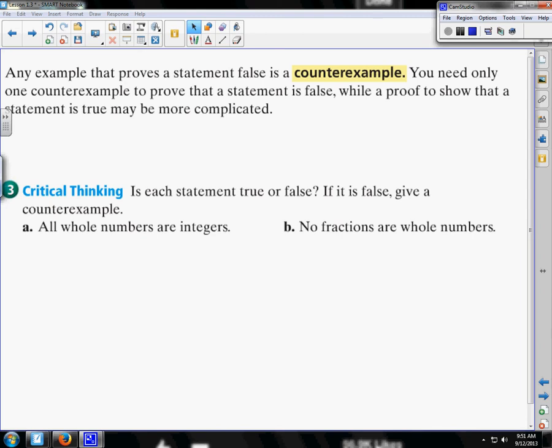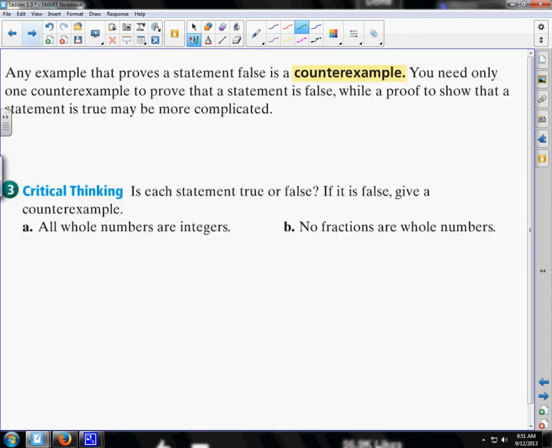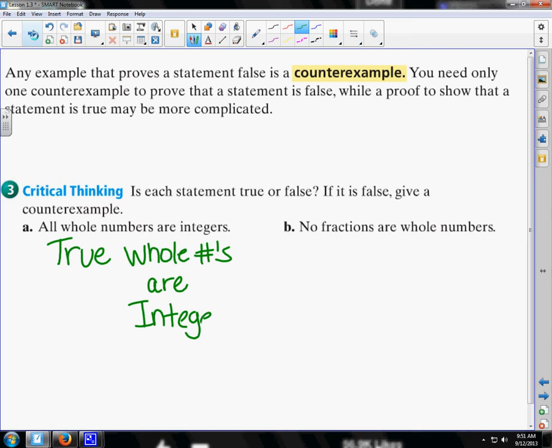Okay, so all whole numbers are integers. So if we look back at our definitions, whole numbers, are all these whole numbers integers? So if you look at this, is 0 an integer? Yes. Is 1 an integer? Yes. Is 2 an integer? Yes. Is 3 an integer? Yes. So yes, that is true. All whole numbers are integers. If false, give a counterexample. We don't need to do that because that one was true.